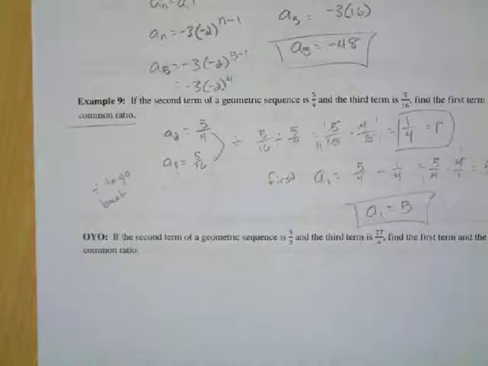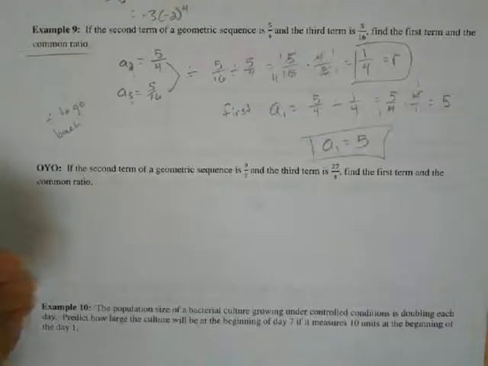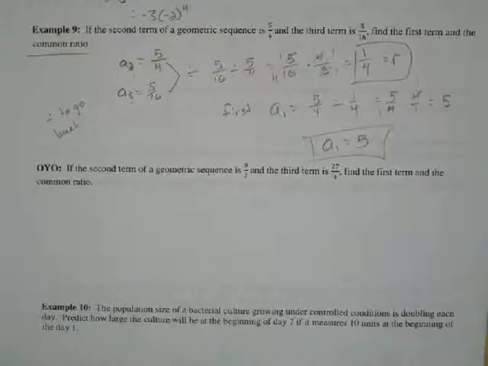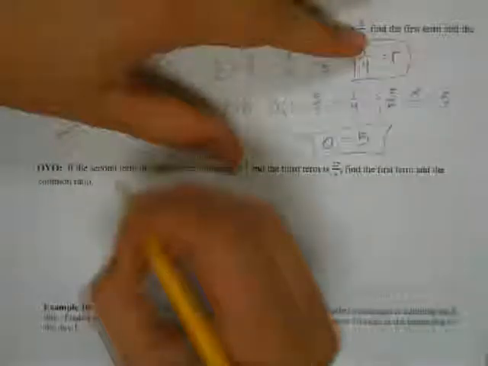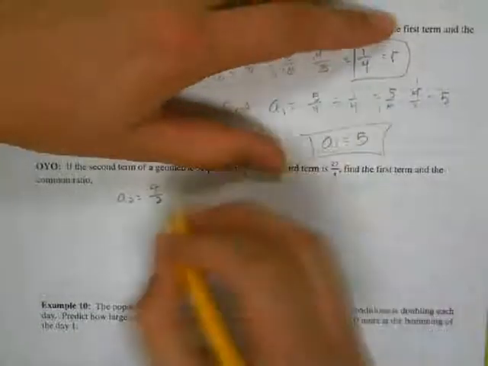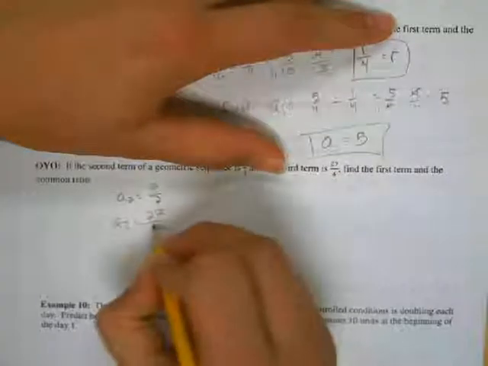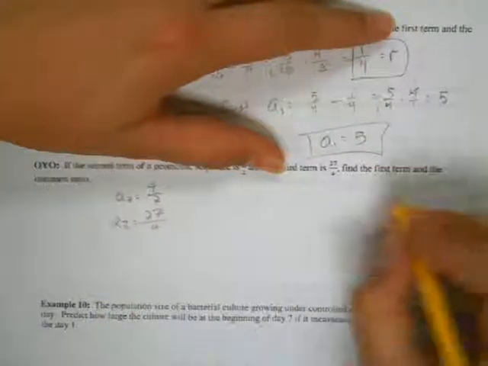Alright, do the next one on your own. Really try these, make sure you understand them. Come back, make sure you got the right answer. Here we go. If the second term of a geometric sequence is 9/2, so A sub 2 is 9/2, and the third term is 27/4, find the first term and the common ratio.